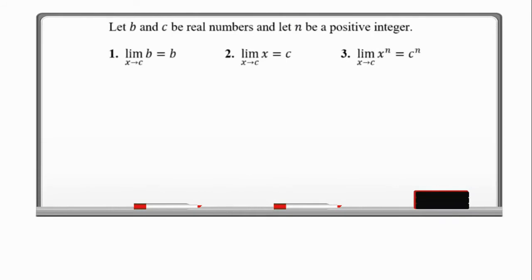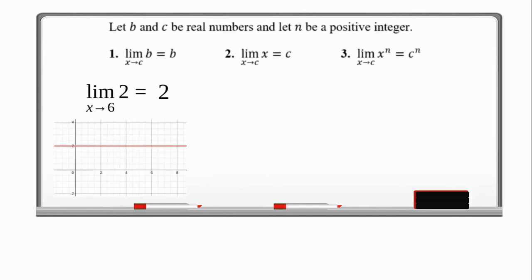So for this topic, topic 1.5, determining limits using algebraic properties of limits, I'm just going to jog your memory with a couple examples. Don't let the letters overrun you. Just an example: the limit as x approaches c of b equals b. Let's use some numbers real quick. The limit of 2 as x approaches 6 would equal 2.